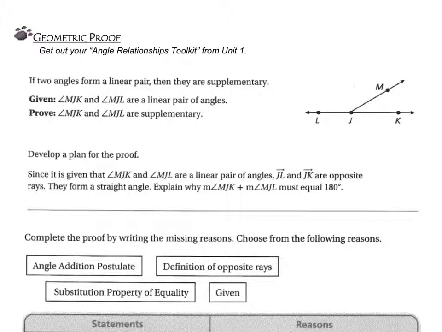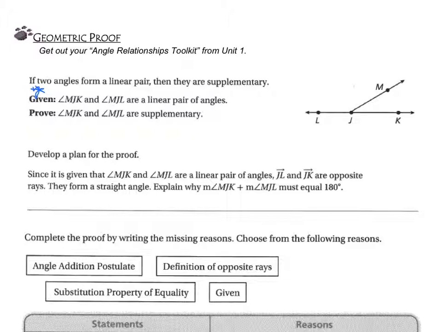All right, we're looking at geometric proofs. We looked at algebraic proofs yesterday, but today we're going to look at geometric proofs. So, looking at our notes, we have a proof that we're going to plan and work out here and write. We have the given here, and it says if two angles form a linear pair, then they are supplementary.